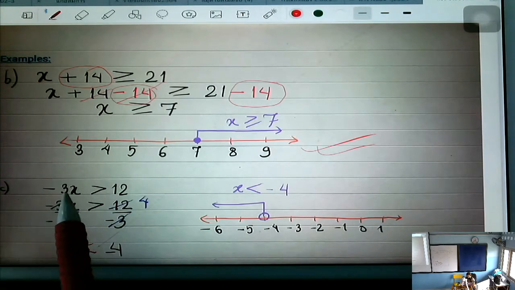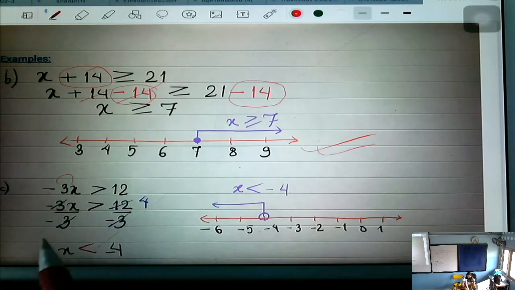Okay, in number C, minus 3x. Minus 3 is multiplied with x. So we divide both sides by minus 3. Yes? So which property do we use? Addition or multiplication? Is there addition? Did you add some number? No, we divide. So division is also a multiplication property, okay?